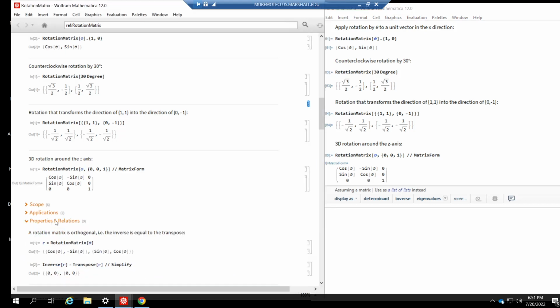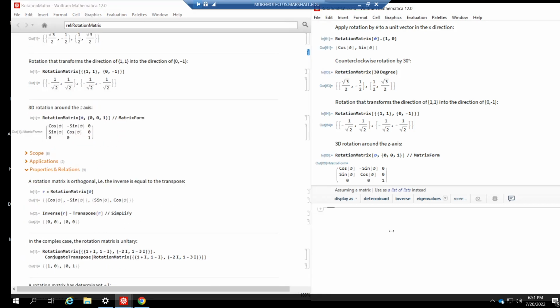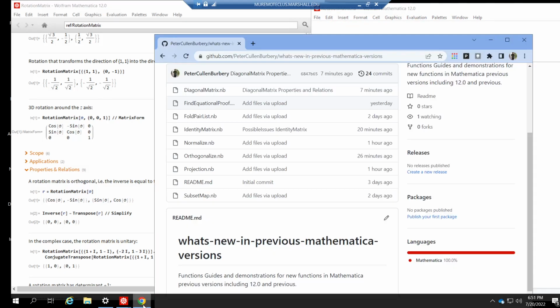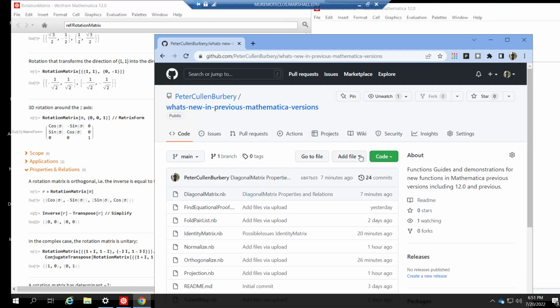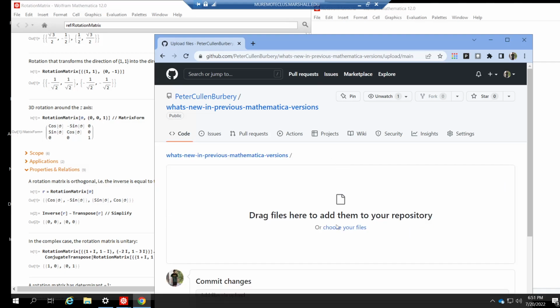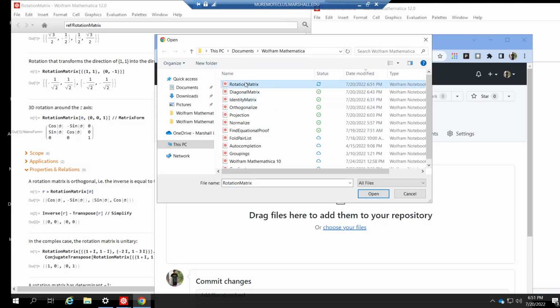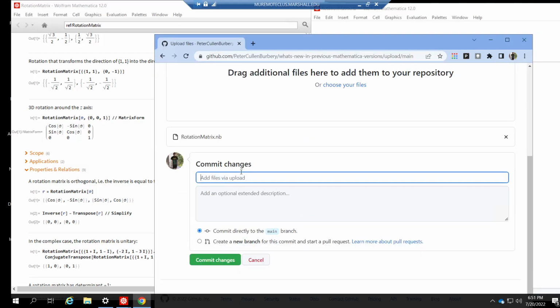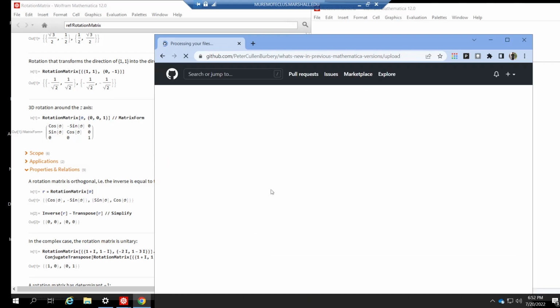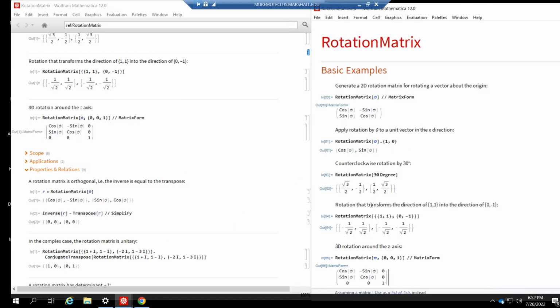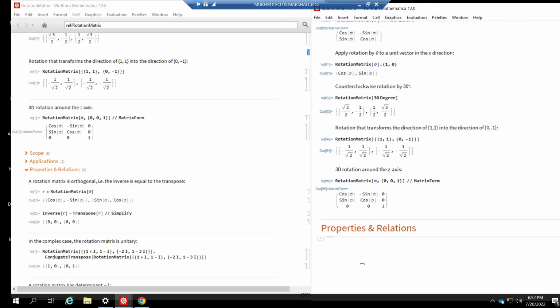Scope, applications, properties, and relations. Properties and relations, but let me just upload this real quick. Add file, upload file. RotationMatrix, basic examples, commit changes.